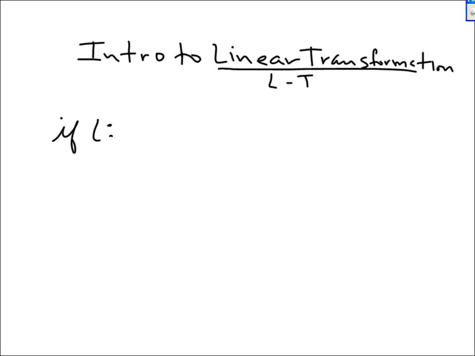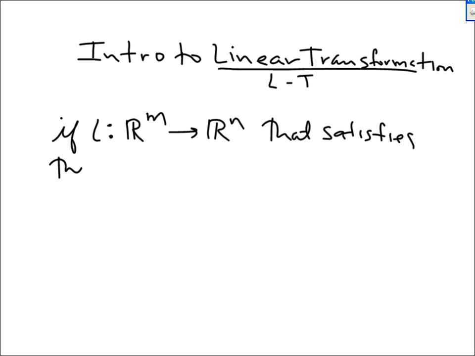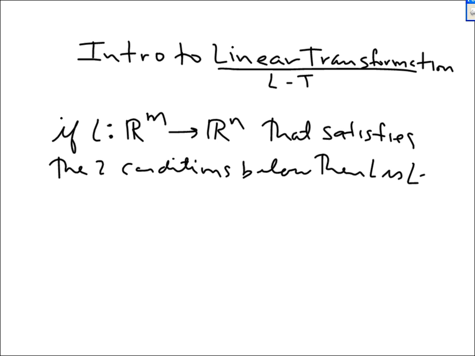If L is a mapping from Rm into Rn that satisfies the two conditions below, then L is not only a mapping, it's a linear transformation. And the two conditions are as follows.